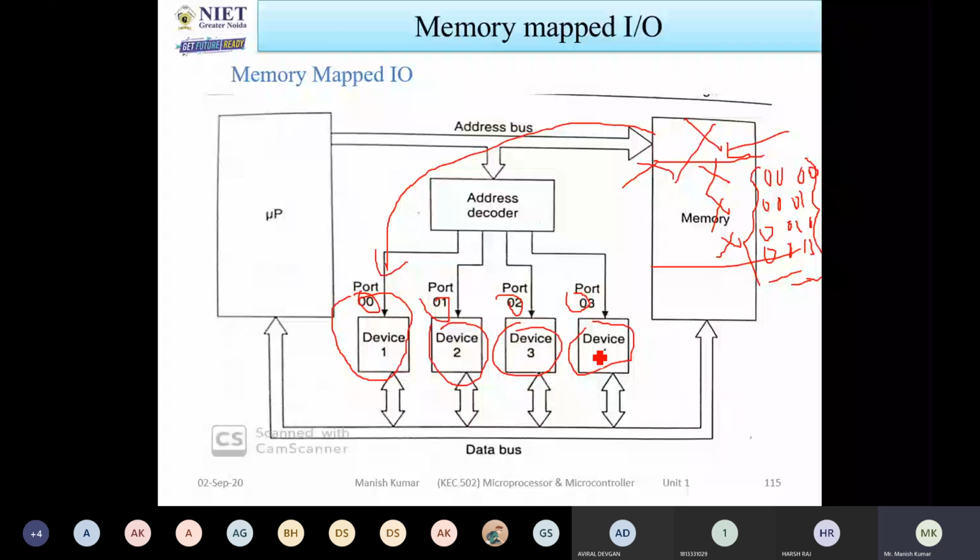Okay? So what you have to do? You have to start the memory location after 4, from address 04 to FFF. If the memory starts from address 04 onwards, then there will not be any problem. Correct? So the 00 location will be accessed by device 1, the 01 location by device 2, the 02 location by device 3, and the 03 location by device 4. In this way, conflicts do not happen.